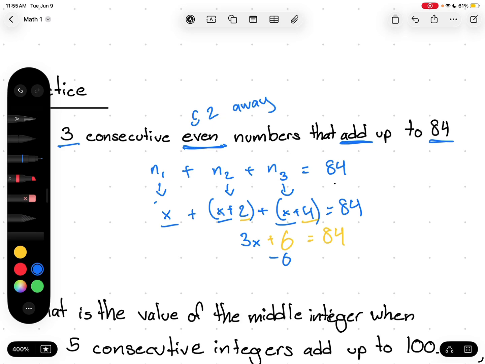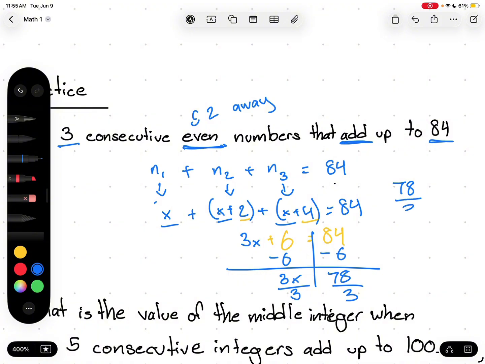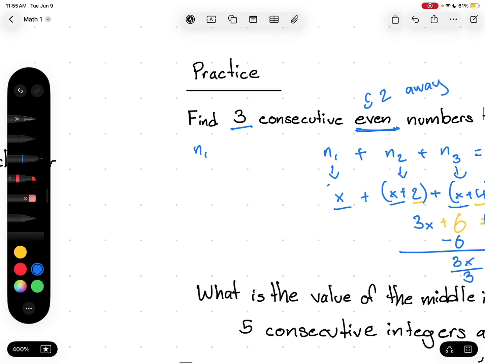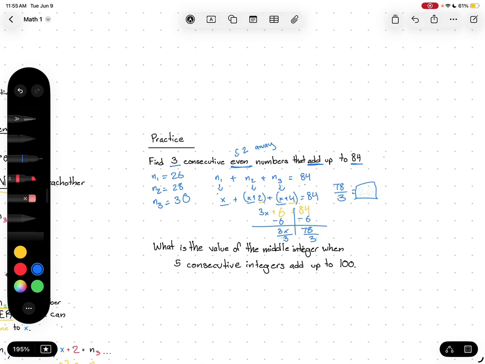Subtract both sides by 6. 84 minus 6 is 78. Divide both sides by 3. 78 divided by 3 is 26. So we know that our first number is 26. So n1 is 26. Similarly, n2 is going to be the next even number, which is 28. n3 is going to be the next even number after 28, which is 30. So there we go. Just going to erase it so it doesn't cause us other issues later.